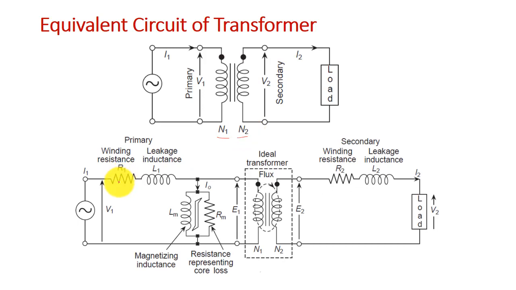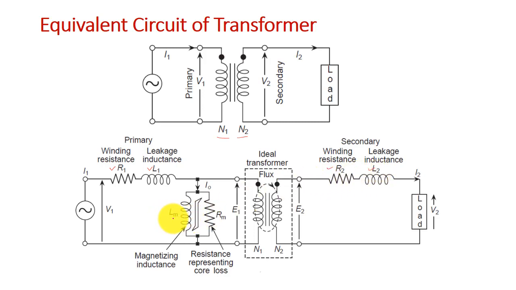And now, by drawing the equivalent circuit, your primary side equivalent parameters are R1 and L1, representing the resistance of the winding and the leakage inductance of the winding. Similarly, on the secondary side, we have R2 and L2. R2 represents the winding resistance at the secondary side, and L2 is the leakage inductance at the secondary side.